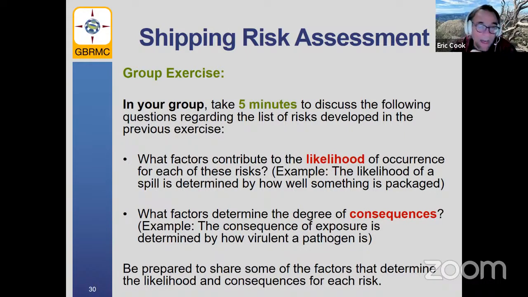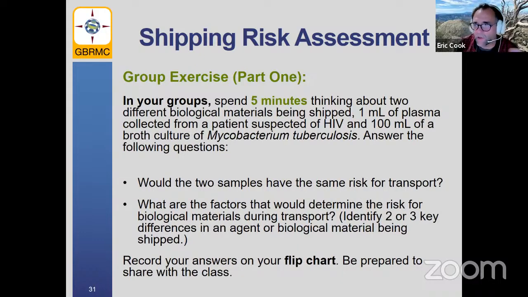For example, whether a package spills or not, to a large degree, depends on how well the material is packaged. A triple package reduces the likelihood of a spill. And then what factors determine the degree of consequences? For example, if the carrier is exposed to the material, what would the consequences of that be? So let's do this next exercise. Think about those two questions.